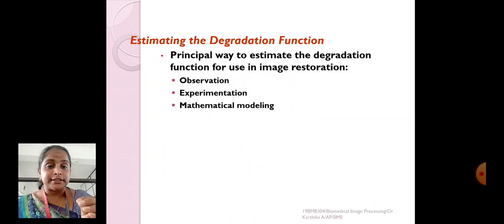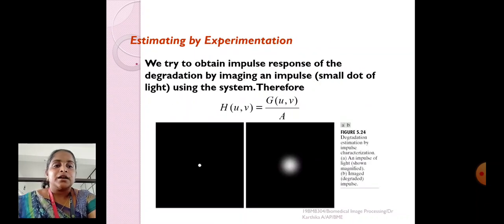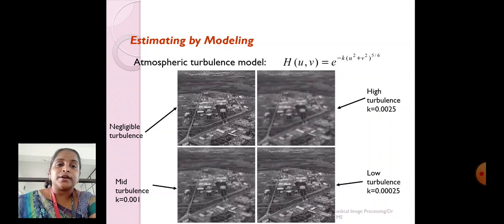Next we are going to discuss estimating the degradation function. Here we have three types: one is observation, second is experimentation, and third is mathematical modeling. Here we have examples for estimating by experimentation and also estimating by modeling. Here we have negligible turbulence, mild turbulence, and high turbulence, and we have low turbulence values for the function H(u,v) = e^(-k(u² + v²)^(5/6)).